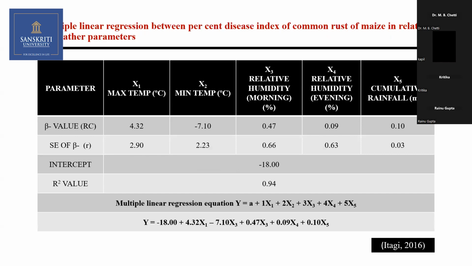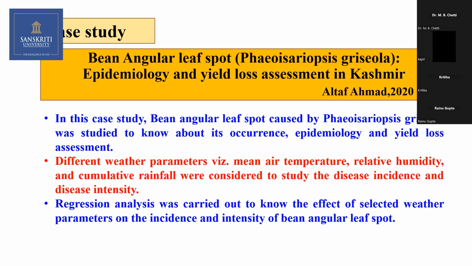Then the multiple linear regression, y is a function of... simple regression is also there, multiple is also there. Now you can see that there are the same example, maximum temperature, minimum temperature, relative humidity in the evening, and this. Here, y is a function of x1, x2, x3, x4, x5. You can just see that. But the second doesn't have anything. You just see. Then going to the next, that is bean angular leaf spot.